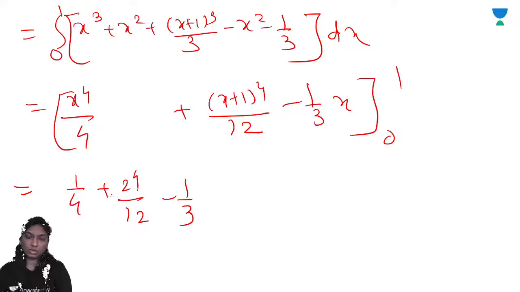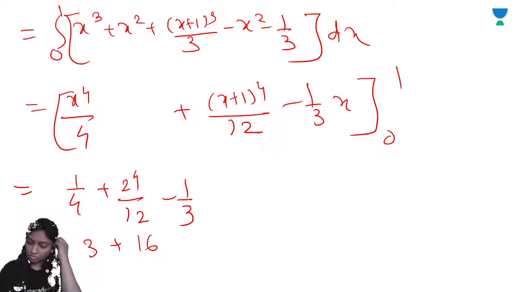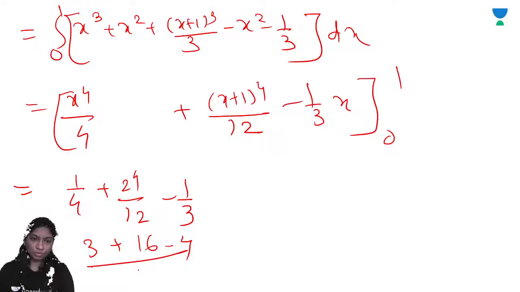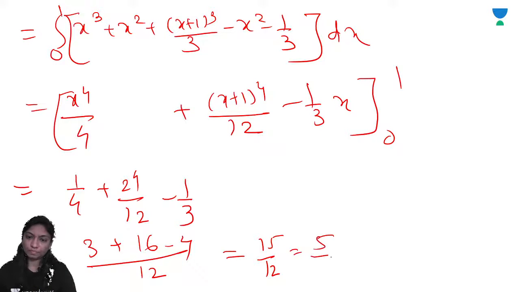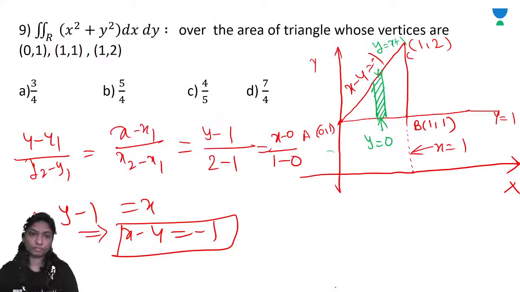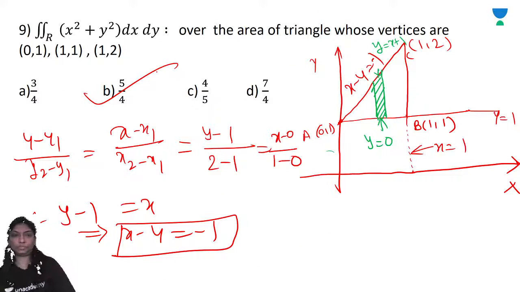We will get 3 and here is 4. 3 plus 2 raised to 4, which is 16, minus 4, upon 12, which is equal to 15 by 12. It's equal to 5 by 4. Option B.